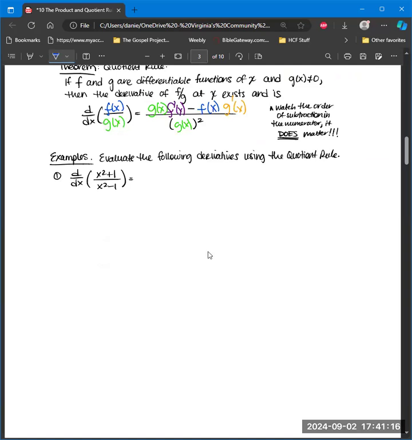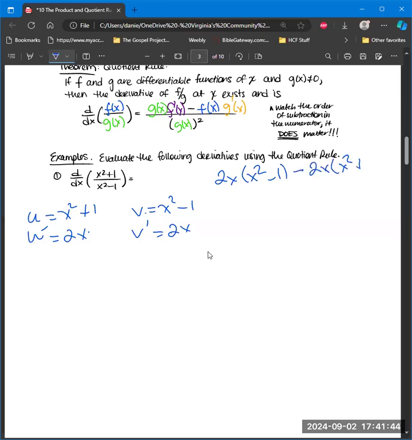So let's evaluate the derivatives here using the quotient rule. Let me just go ahead and set up my table here. U is my numerator. V is my denominator. So u prime, the derivative of u, is going to be 2x. And v prime, the derivative of v, is going to be 2x. So I want u prime v minus v prime u all over v squared.